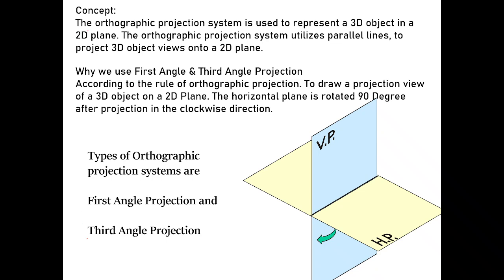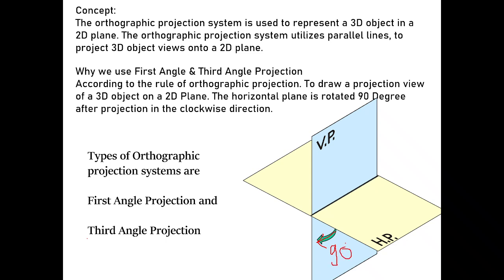The orthographic projection system is used to represent a 3D object on a 2D plane. It utilizes parallel lines to project 3D objects so they can be drawn on 2D planes. Why do we use first angle and third angle projections? According to the rule of orthographic projection, to draw a projection view of a 3D object on a 2D plane, the horizontal plane is rotated 90 degrees. You can see here it is rotating at 90 degrees.